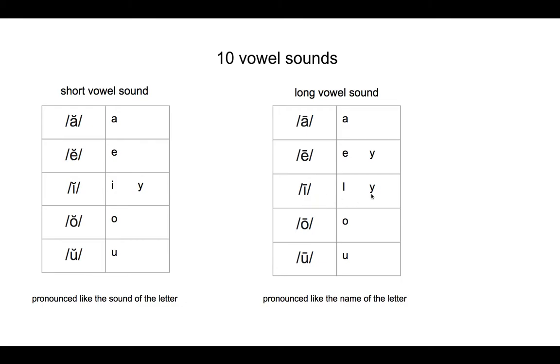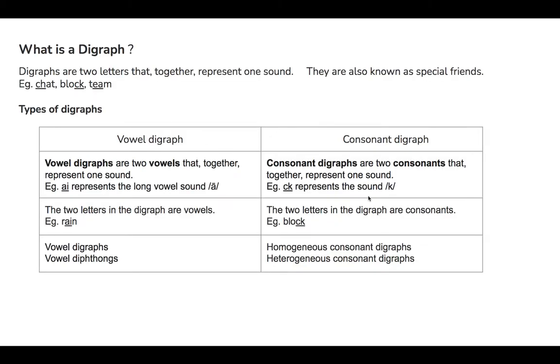In all of these cases, a single letter produces the sound. What is a digraph? Digraphs are two letters that together represent one sound. They are also known as special friends. They are special friends because they come together to make a single sound.